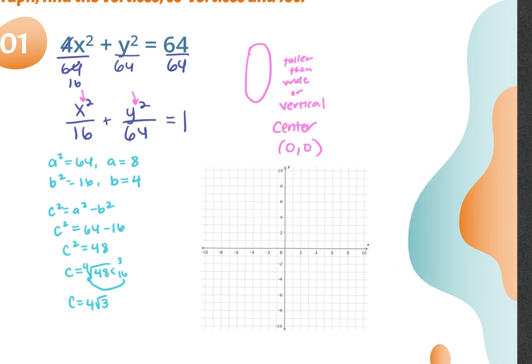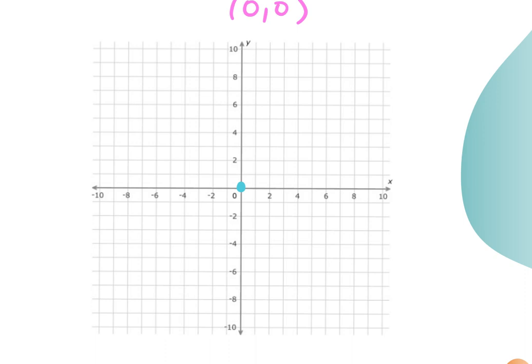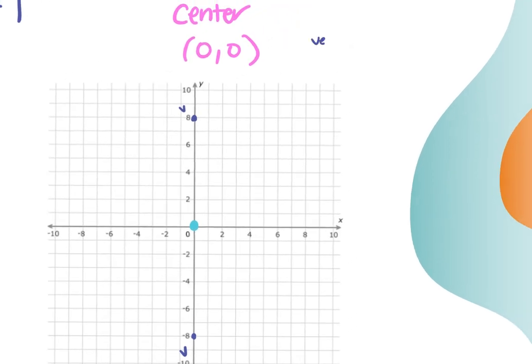And we're going to plot what we know. So I know my center is at 0, 0. And I know it's vertical because the larger denominator was under the y. So I go up and down A, which is going to be bigger than B. A is 8, which means from here I go up 8 and down 8. And those are my vertices. So 0, 8 and 0, negative 8.